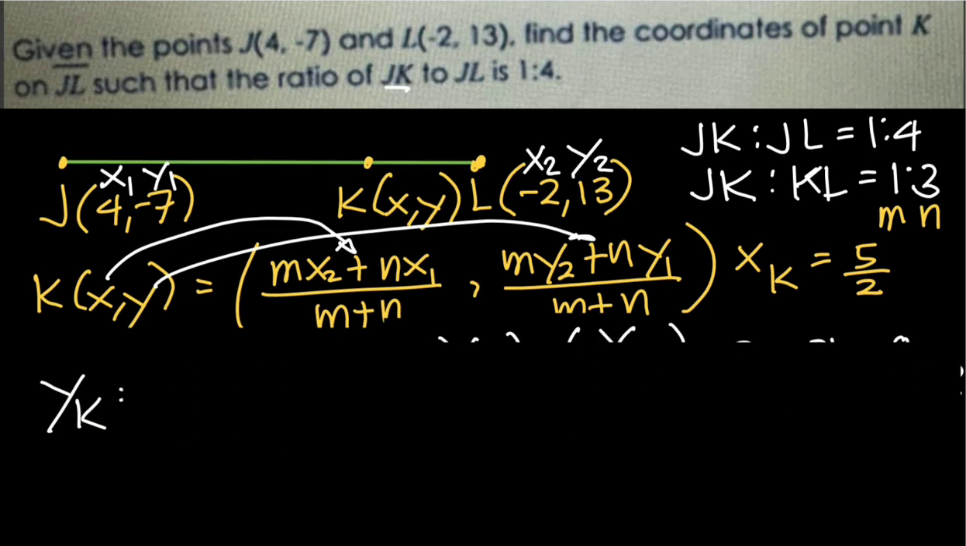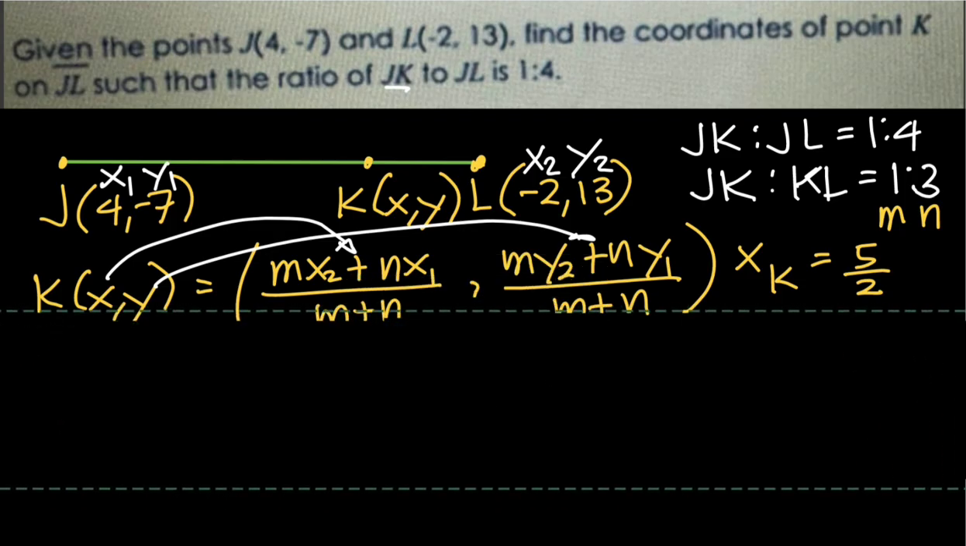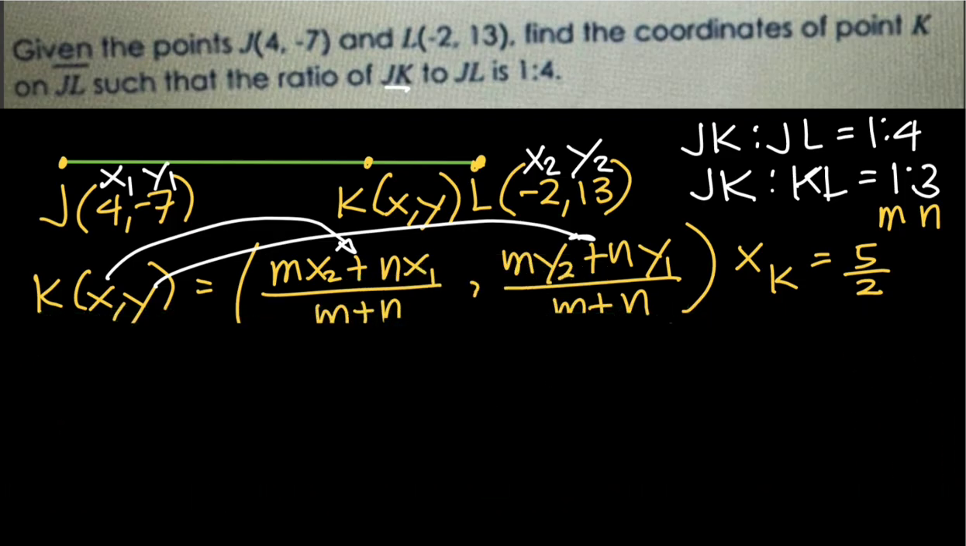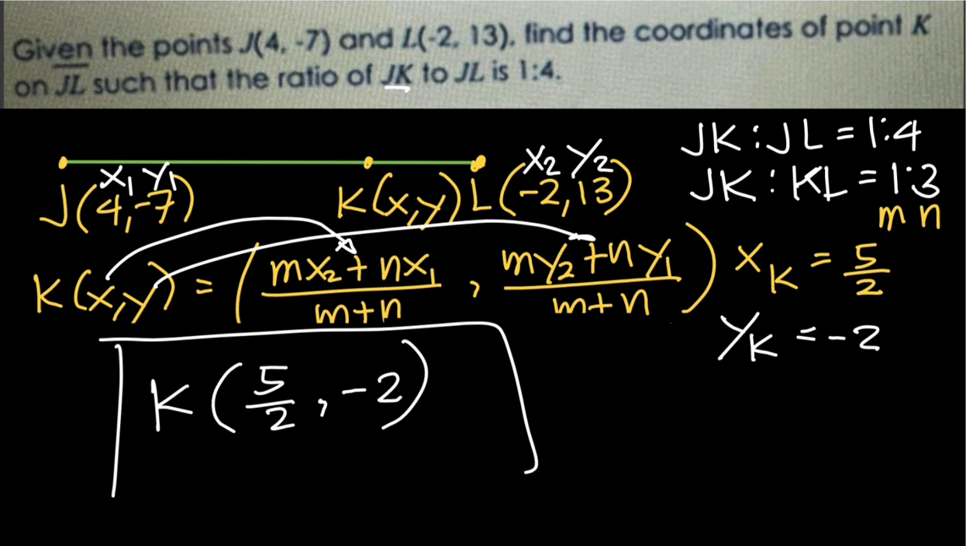Therefore, the y coordinate of point K is equal to negative 2. Therefore, the coordinates of point K are 5 halves and negative 2. So this is our final answer.